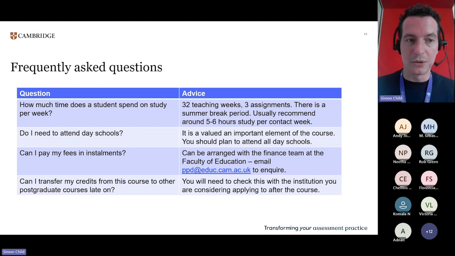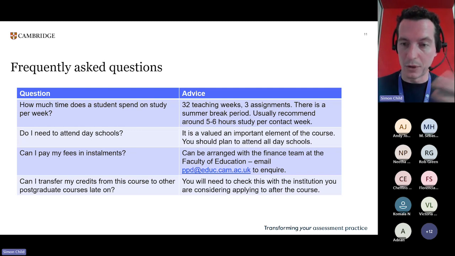Another question is, do I need to attend the day schools? Whilst they're not compulsory, in that if you were to miss one you wouldn't fail the course, it's obviously a very important part of the overall value of the course itself. So I would say that you should plan to attend all the day schools.